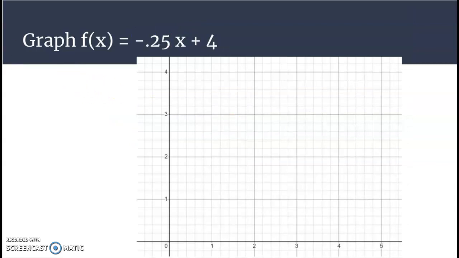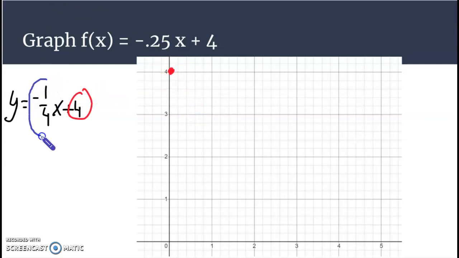How about a decimal? Now notice the decimal, negative 0.25. It would help us to write that as a fraction. Negative 0.25 can be written as negative 1/4. And notice our y-intercept of 4. We'll put a dot at 4 on the y-axis. And from there we will go down 1 and to the right 4. The negative slope saying go down 1 to the right 4. There's our second dot, and we will connect those with a straight line.